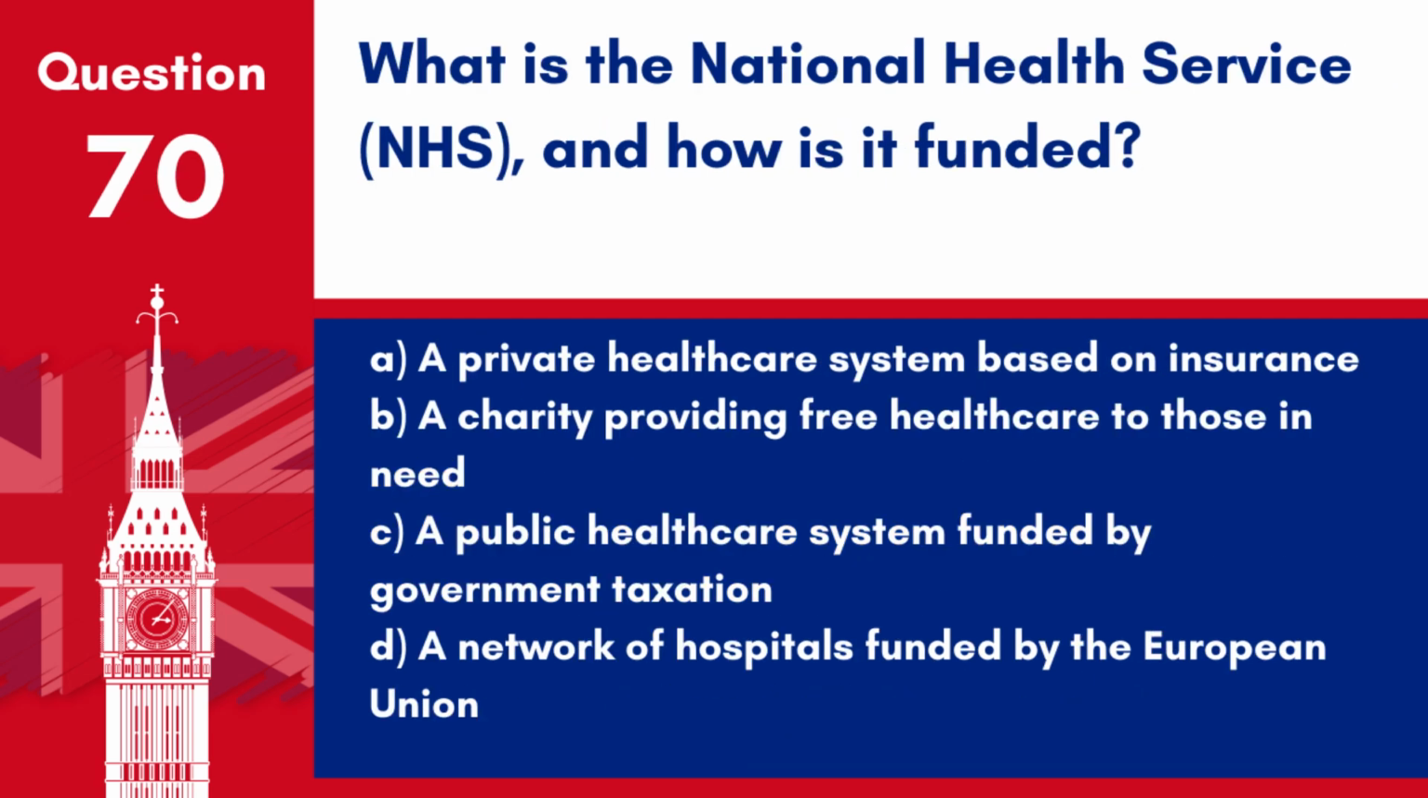Question 70. What is the National Health Service, NHS, and how is it funded? A. A private healthcare system based on insurance. B. A charity providing free healthcare to those in need. C. A public healthcare system funded by government taxation. D. A network of hospitals funded by the European Union. Answer: C. A public healthcare system funded by government taxation.